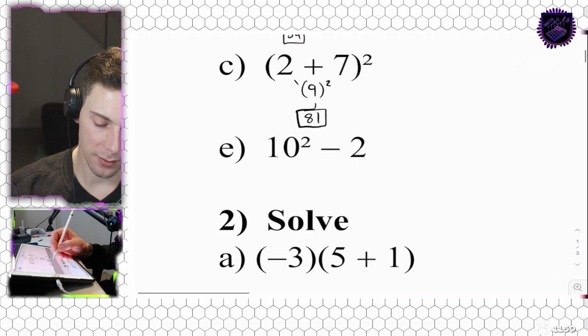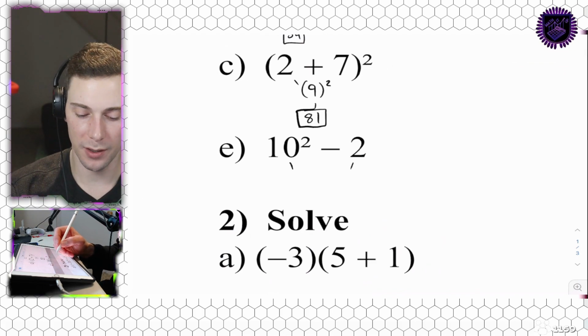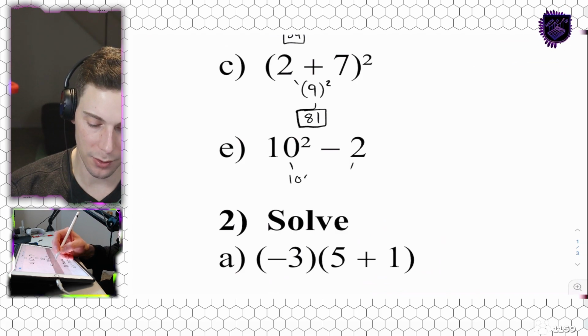1E. Now, start with our exponent here. No parentheses in this one. This is going to be 100 minus 2. 100 minus 2 is, of course, going to be 98. That's our answer.